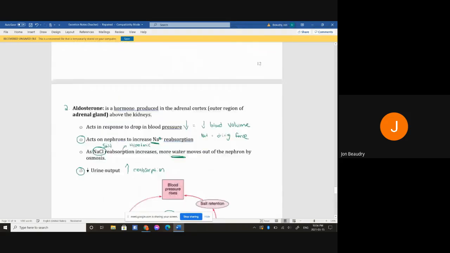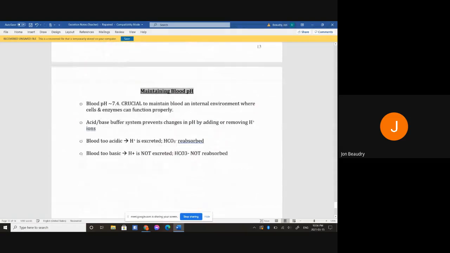Okay, ladies and gents, last slide. Doing good. The last little bit that we have to know for chapter 9 is this: my kidneys play a role in maintaining blood pH. Remember, we talked about a substance being basic or acidic. Well, my blood is the same thing. My blood has to be around a pH of about 7.4.